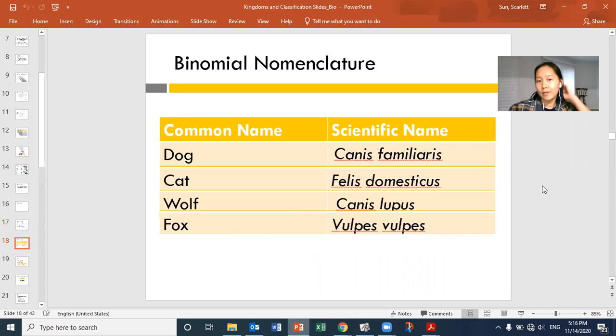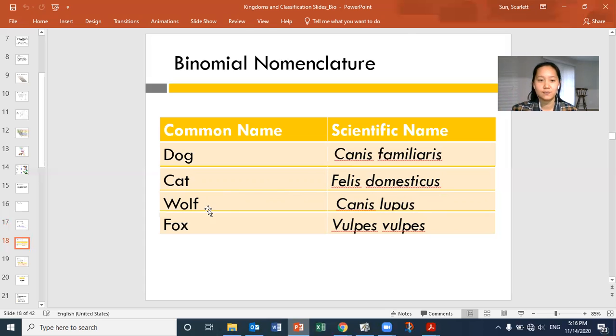So if we want to look at common names, we have ones like dogs here, which are Canis familiaris, right? Canis means canine, like dog. It comes from the same root word. And then familiaris is familiar, right? They're close to us. They are our pets. We domesticated them. Cat, Felis, like feline. Domesticus, like domesticated. Wolf, Canis lupus, right? Again, Canis like dog, and then lupus is like lupine, which means wolf-like.